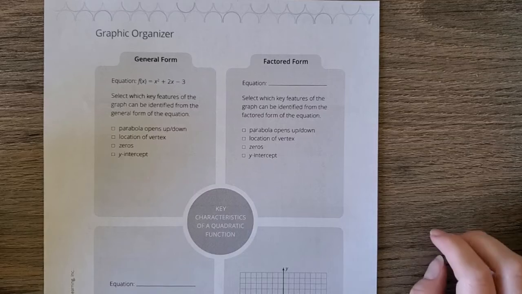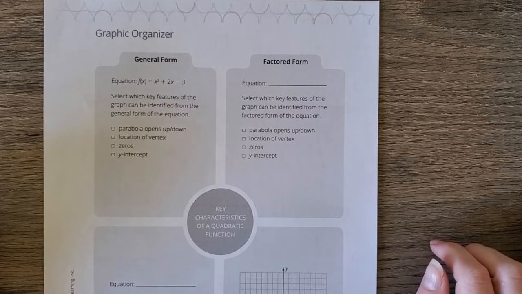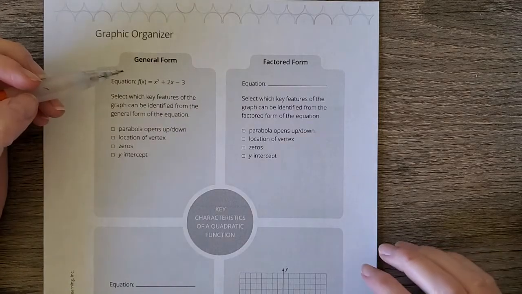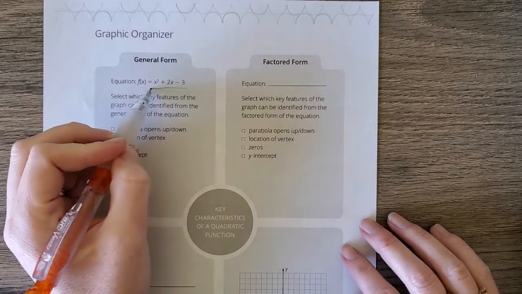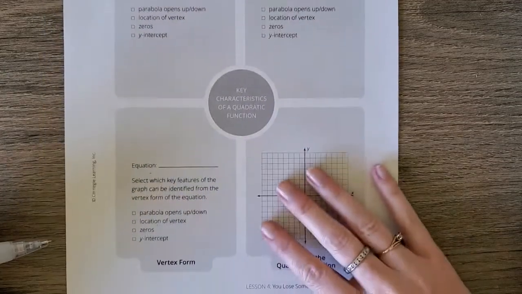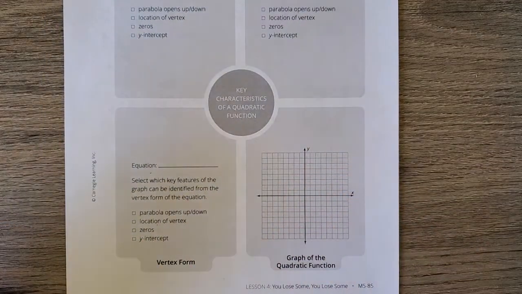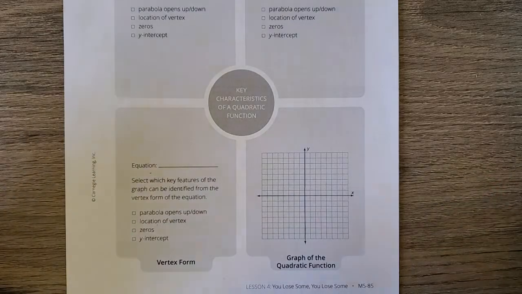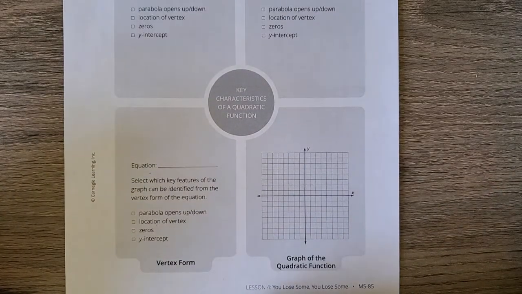Okay, so here's a graphic organizer of all the different forms of a quadratic formula that we can do. So we can have a general form, which is given here, factored form, which we'll figure out, and then on the bottom we have vertex form, and then the graph. So we're going to do this. I'm going to do this one with you in case you need guidance, and then there'll be a second one you're going to do on your own.